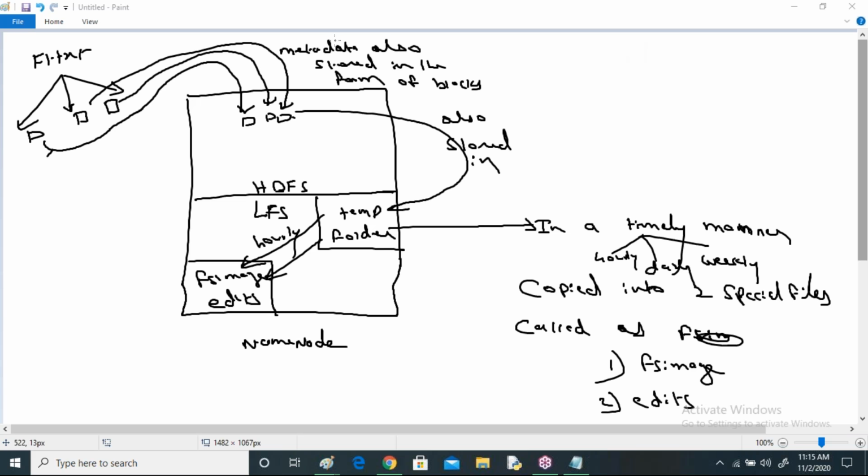It's not only stored within the HDFS, it is also stored in the LFS. In the metadata, it's stored in the form of blocks. So in a temp folder, in a timely manner, it is going to be stored in FS image and edits files. Tomorrow, if the name node is down, the secondary name node is going to come into the picture. If we want to process any file, it requires metadata, so it should get that metadata from these FS image and edits files.